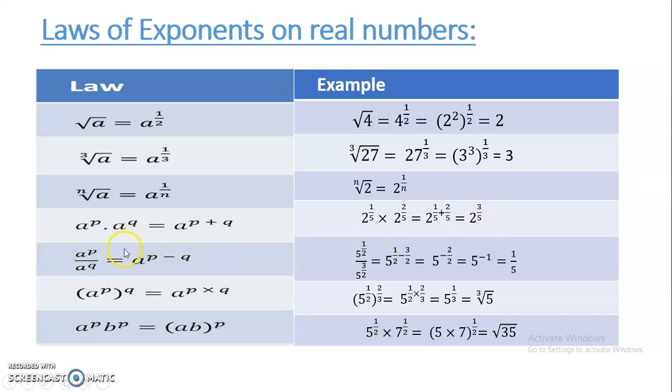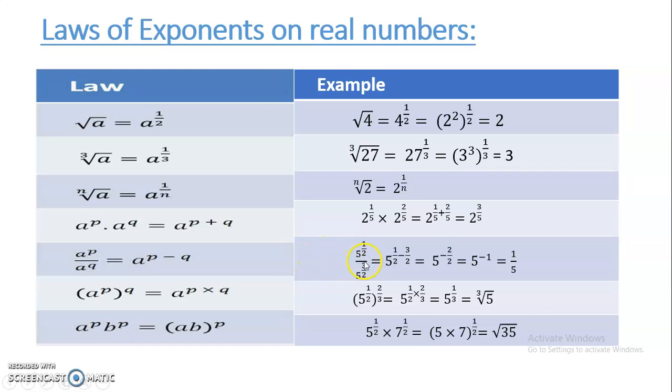Now same is the division. If the two bases are in division with each other and the base is same but the exponents are different, in that case you have to subtract the exponents. You have to keep the base same but you have to subtract the exponents.